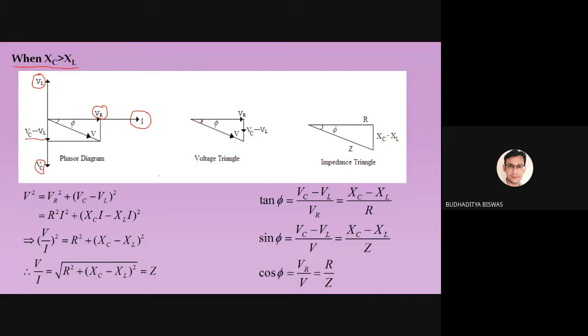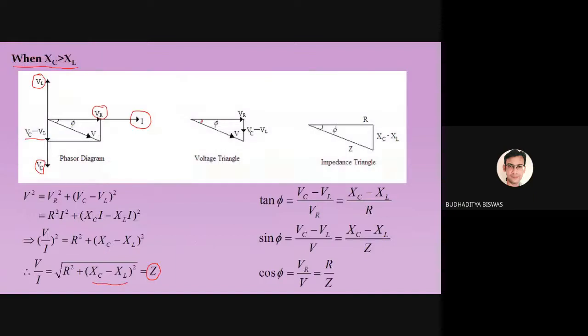Okay. So from this one, again, if we do all these things, we get the same kind of thing. Here, Z equals root under R square plus XC minus XL square. Previously it was XL minus XC. Now as XC is more than XL, it becomes XC minus XL square.